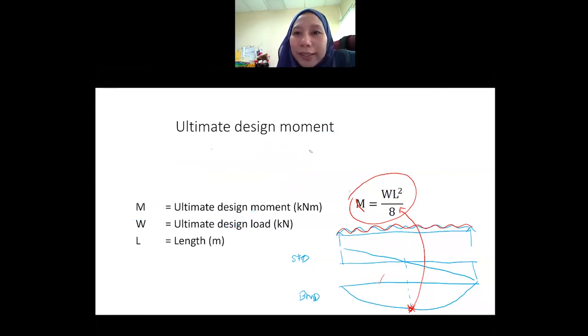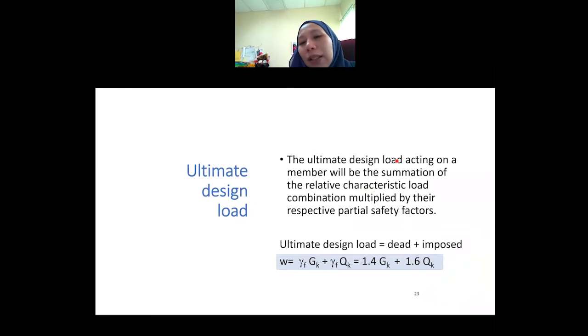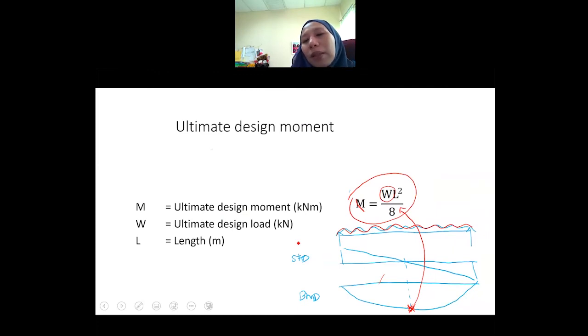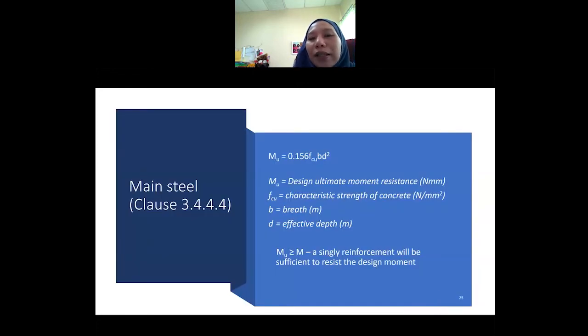So you dah ada this one. W yang nampak kat sini is ultimate design load yang kat belakang ni, this W. Masukkan L, L tu adalah length. Berapa length? L power of 2 divided by 8. So you dapat value. And then next, we already have the value of M. Next, we need to find MU. So you know M ni tadi, I dah explain, M ni datang daripada loading.